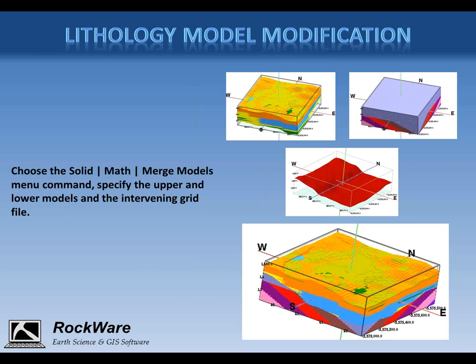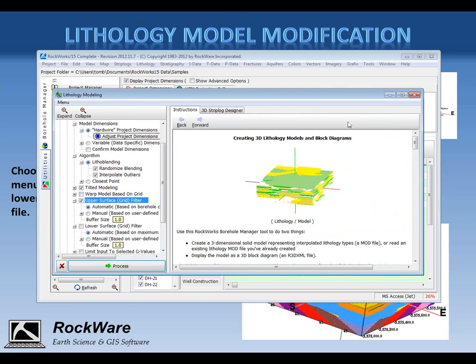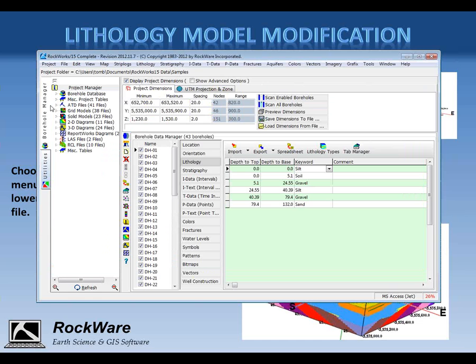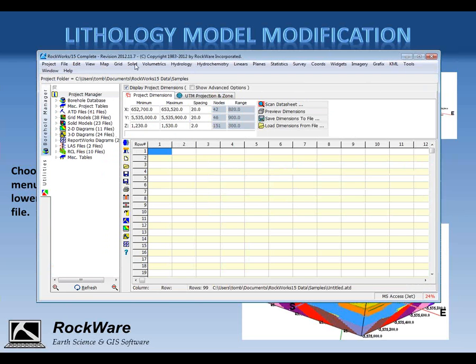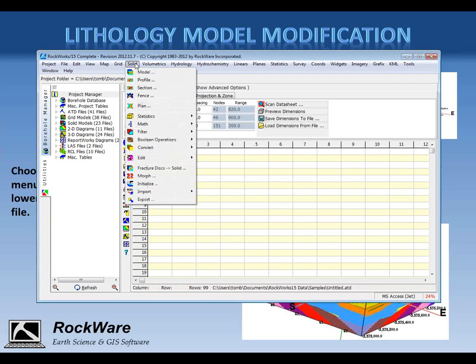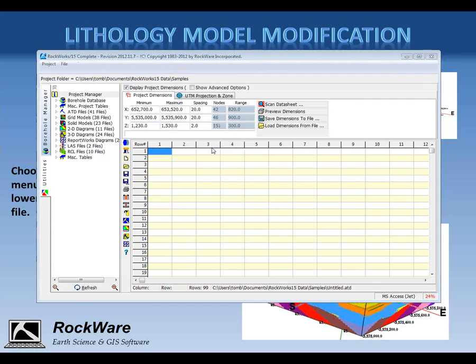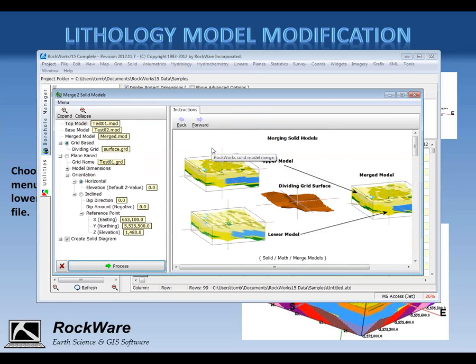In the program, let's jump over to RockWorks. I'll show you more clearly where that is. Let's turn off my lithology modeling menu here. Remember, we talked about the Borehole Manager tab on the left. Here's our Utilities tab, and here is the solid menu. I can go down to Math, and here's where I can merge the two models together.